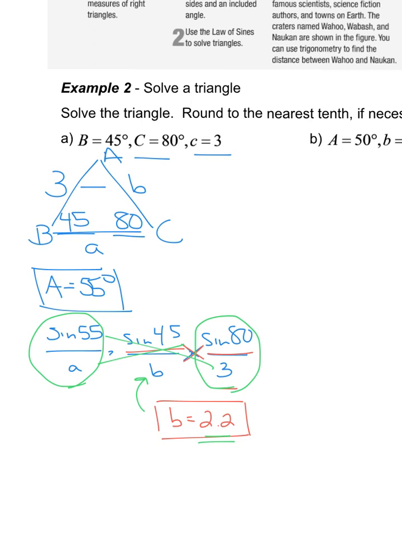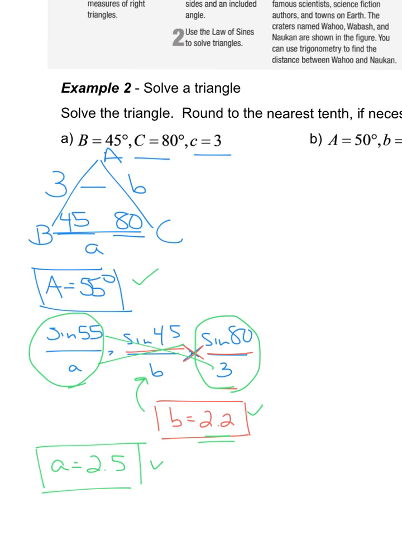So we do 3 sine of 55 divided by the sine of 80. And then we wind up with A is 2.5. Okay? After we figured out the 3 pieces of information, we're done. And that's how we solve a triangle. Again, this is probably the easiest scenario where you're given 2 angles.